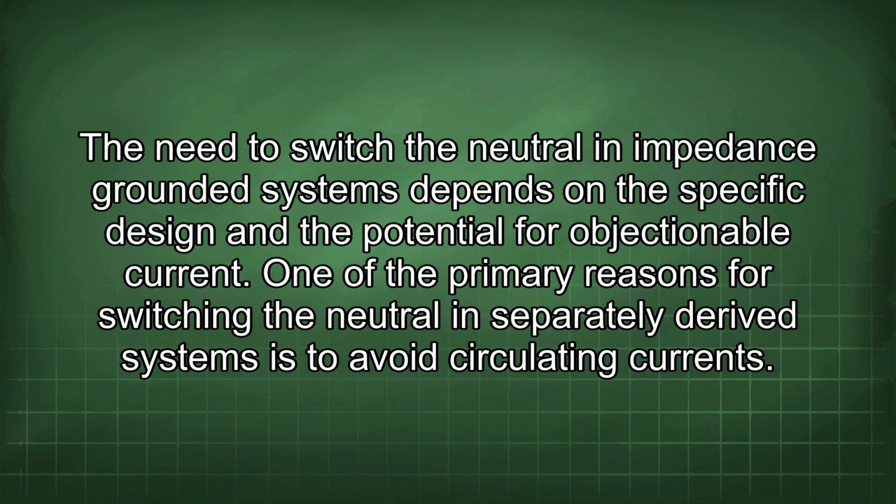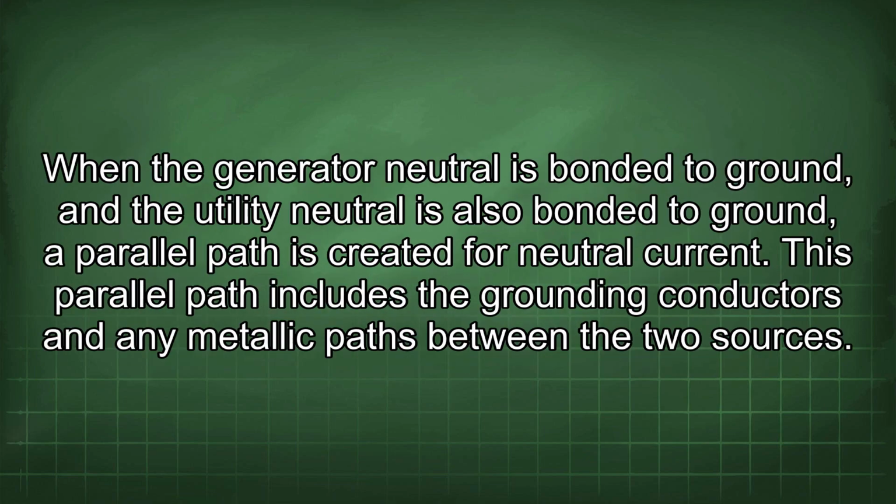One of the primary reasons for switching the neutral in separately derived systems is to avoid circulating currents. When the generator neutral is bonded to ground, and the utility neutral is also bonded to ground, a parallel path is created for neutral current. This parallel path includes the grounding conductors and any metallic paths between the two sources.